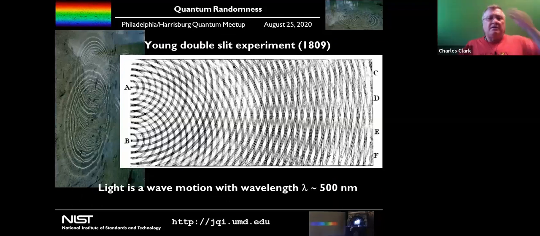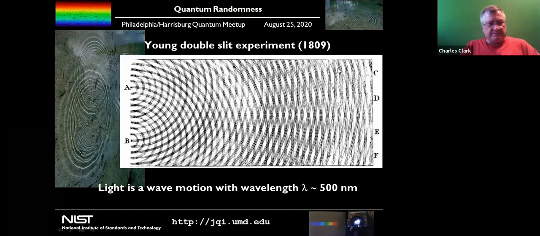So Thomas Young, an experimental genius, was responsible for the great discovery concerning light. And once again, he used the sun as a source. This is often referred to as the Young double slit experiment. You can read it in his own words. His collected works are available on Google Books. And for those who are thrilled by such things, it's just such a thrilling account.